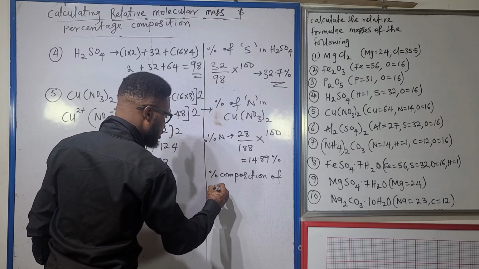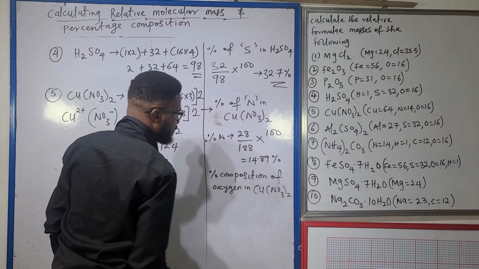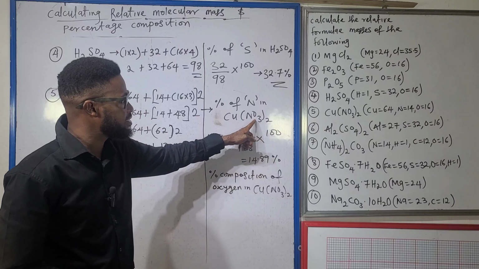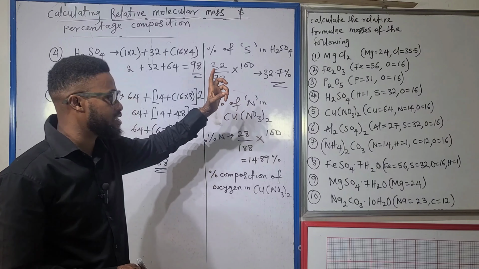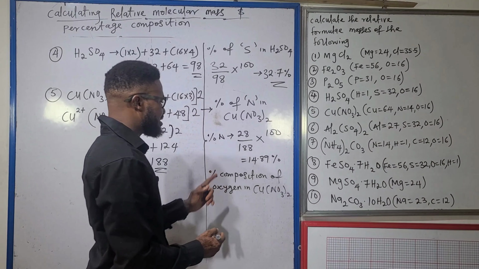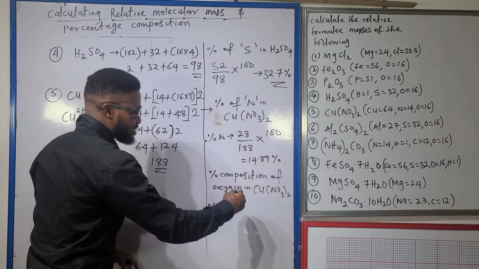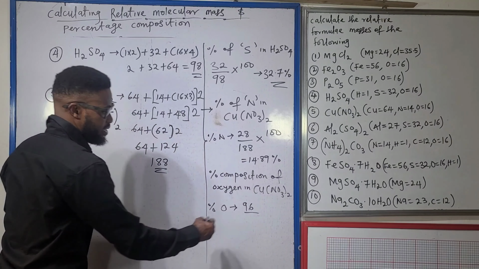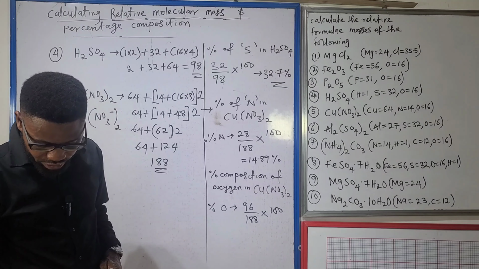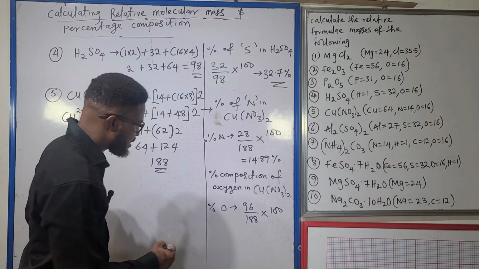Still on this particular example, imagine I'm being told to calculate percentage composition of oxygen in copper trioxonitrate 5. It means I have to identify my oxygen in here. Now oxygen in here is occurring 3 times. Then I have the 2 outside. That's 2 times 3 is 6. It means oxygen is occurring 6 times, and oxygen here is 16. So that is 16 times 6. That is 96 out of 188 times 100. That is how I'm going to get the percentage composition of oxygen, and that is 51.06%.